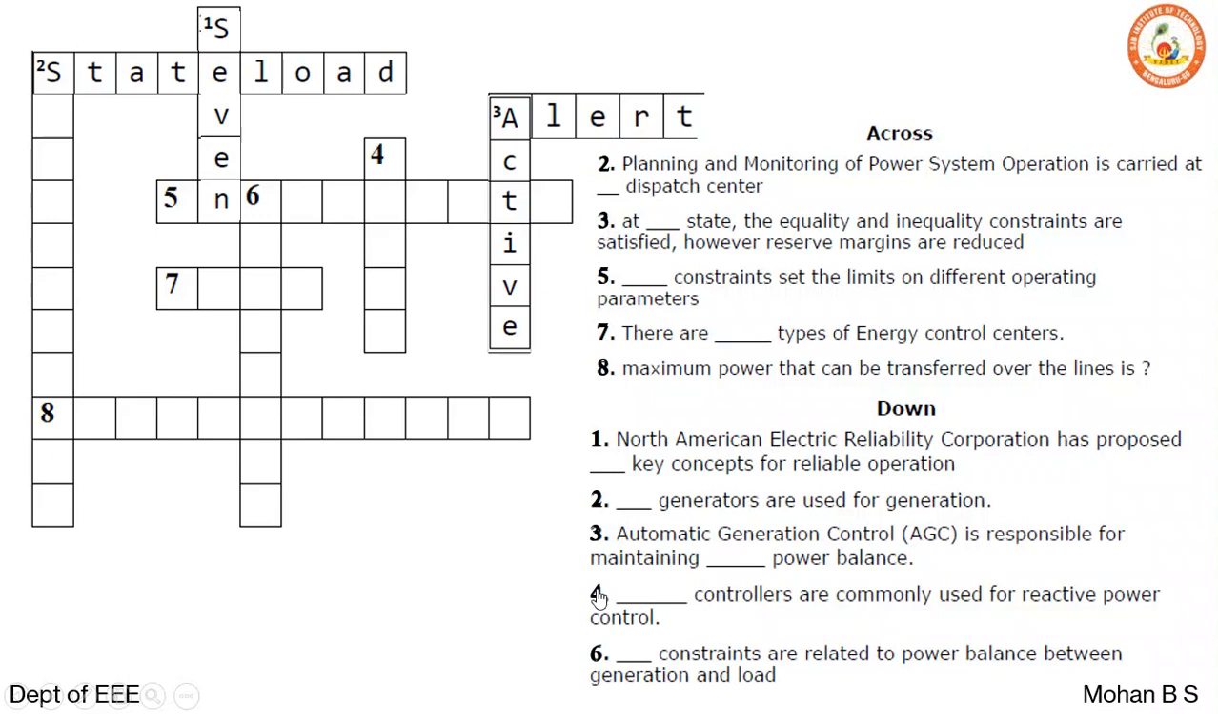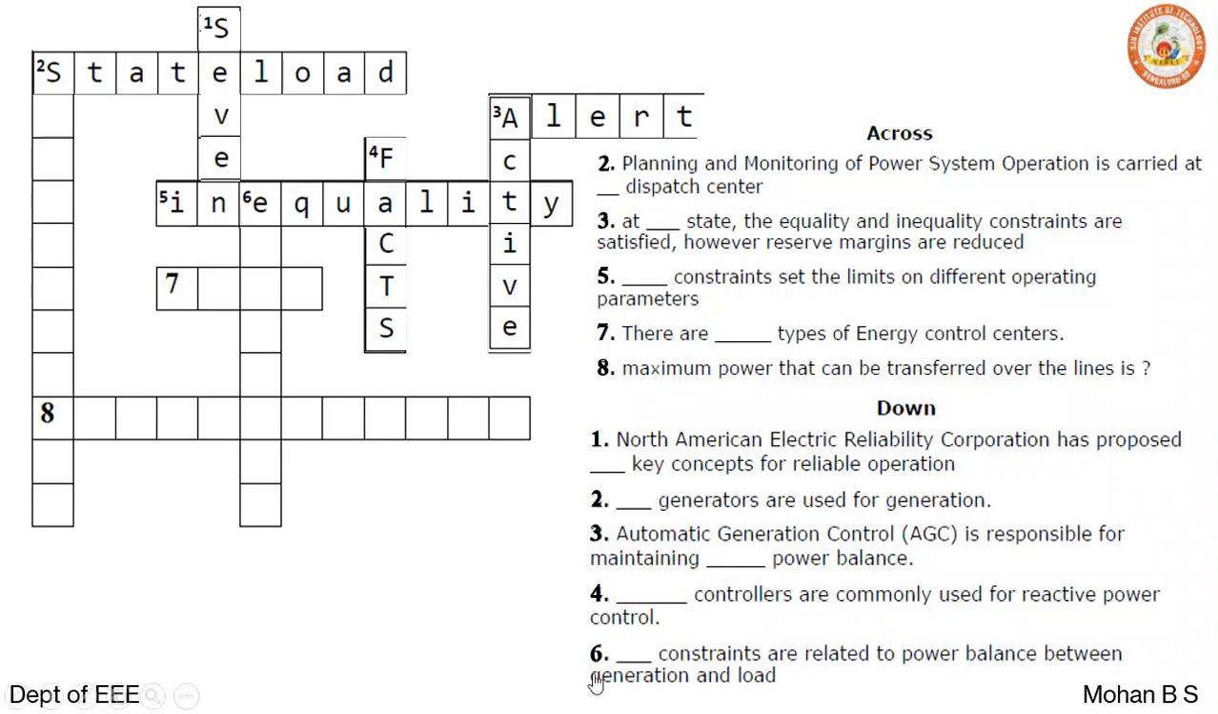And then the fourth one down, dash controllers are commonly used for reactive power control. As we have seen in the key parameters, it is HVDC or FACTS control devices. Fifth one, dash constraints set the limit of different operating parameters. There are inequality constraints of different operating parameters. It might be frequency, it might be voltage, right? So these are your inequality constraints.